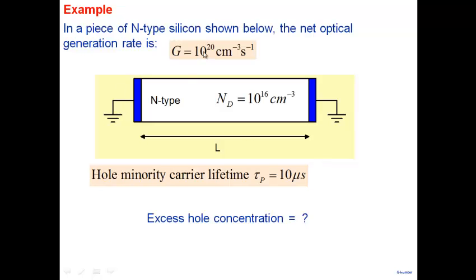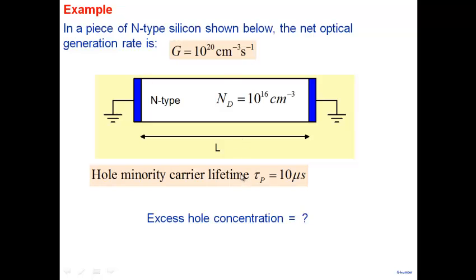Normally, if I don't have G, no light incident, then we know that the electron density is 10 to the power 16, and hole density is ni square over Nd, which is about 10 to the power 4. That's the normal electron hole density. When I shine light, I'm going to get excess electrons and excess holes. And I'm asking, what is this excess hole concentration? How many excess holes are there? Hole minority carrier lifetime is 10 microsecond. Generation rate is 10 to the power 20.